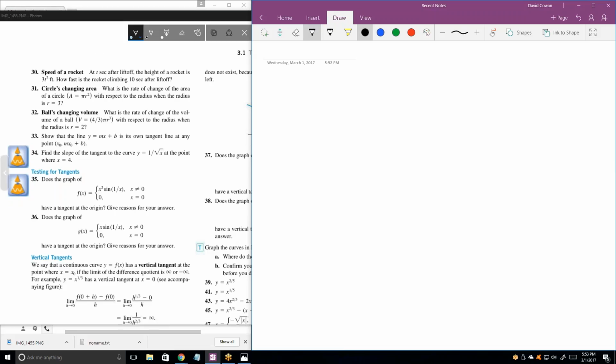So here, the height of the rocket, h of x, well actually it's not h of x, it's h of t. In the last problem it was actually h of t also, I just wrote it wrong. That's its height as a function of time. And they're telling us that that is 3t squared feet. Okay? So again, when time is 0, the rocket is still on the ground. How fast is it climbing 10 seconds after liftoff? Well, how fast means velocity.